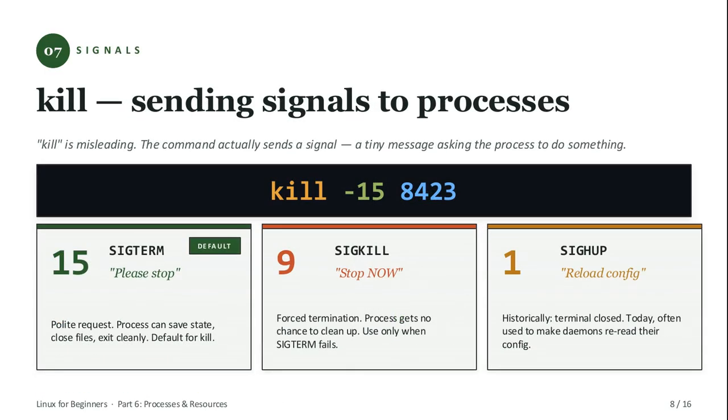Once you've spotted a process, you might want to talk to it, and that's what kill does. Despite the dramatic name, it just sends a small signal. Signal 15, SIGTERM, is the polite default. Please wrap up. Signal 9, SIGKILL, is the nuclear option. Instant termination, no cleanup, only when 15 doesn't work. And signal 1, SIGHUP, is the gentle one most people forget. Perfect for telling a daemon to reload its config without restarting it.